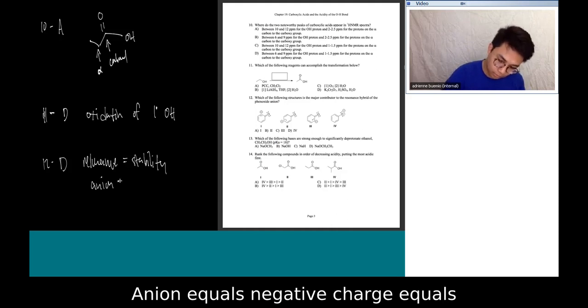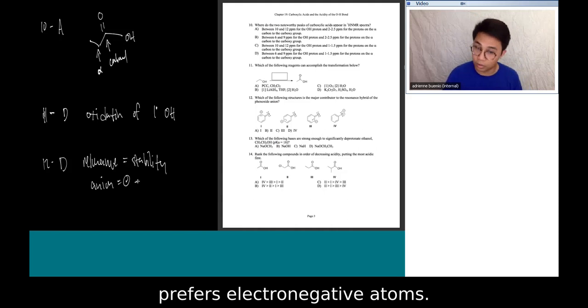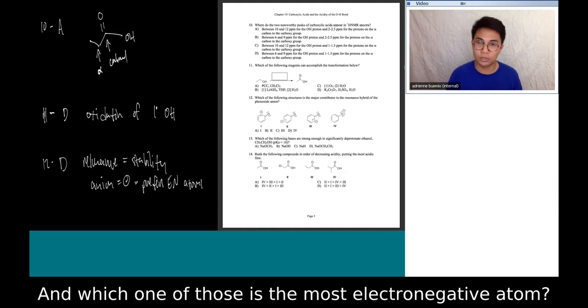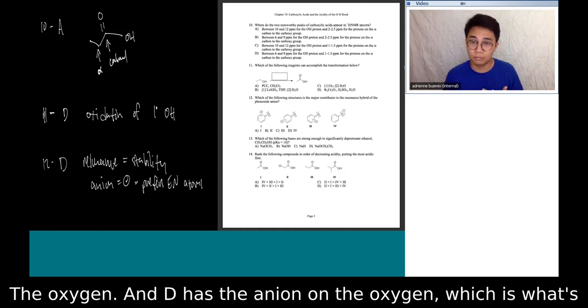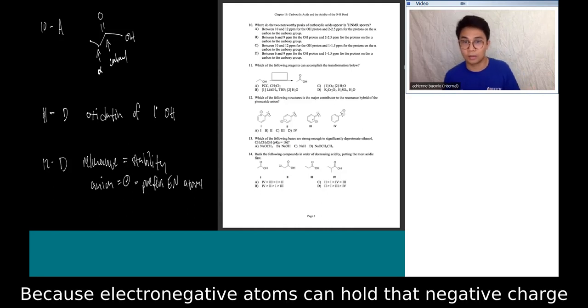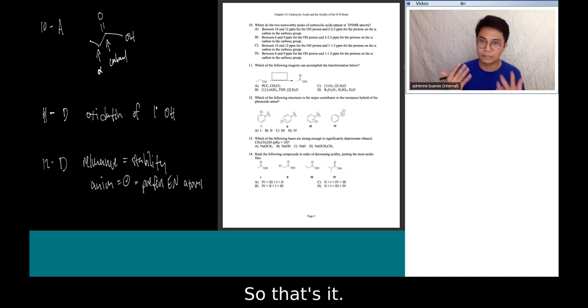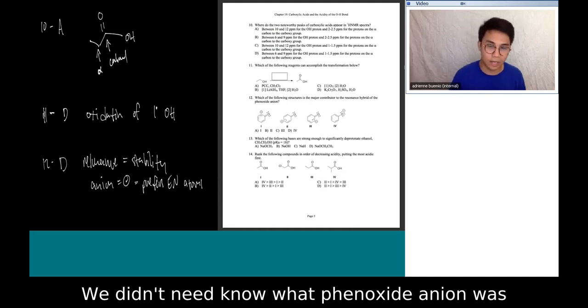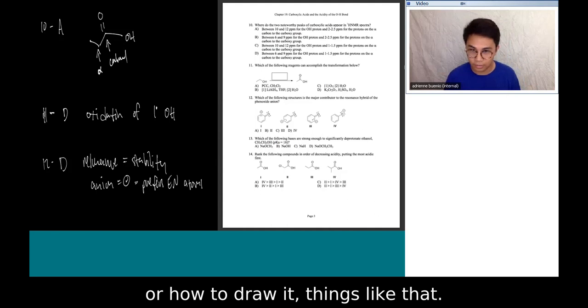Anion equals negative charge equals prefers electronegative atoms, right? And which one of those is the most electronegative atom? The oxygen, right? And D has the anion on the oxygen, which is what's preferred for negative charge because electronegative atoms can hold that negative charge better, right? So that's it. We didn't need to know what phenoxide anion was or how to draw it, things like that.